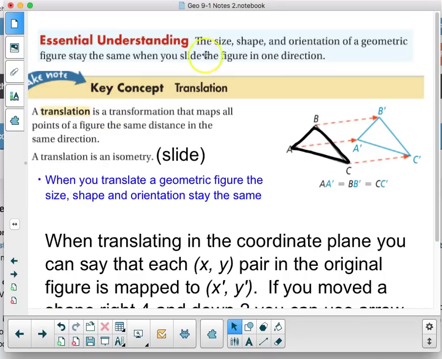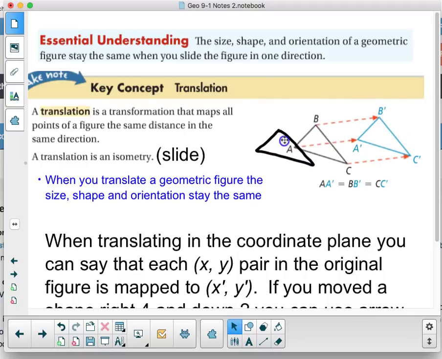Sliding on. Essential understanding: the size, shape, and orientation of a geometric figure stay the same when you slide the figure in one direction. So if I slide the figure, it's called a translation. If I'm sliding it in one direction, I translate it across the plane. A translation is a transformation that maps all points of a figure the same distance in the same direction. A translation is an isometry. You are able to recognize it, it appears as if I slid the figure. Now, if I slide, the figure stays in the same orientation. I move it around the plane, but it is a translation.